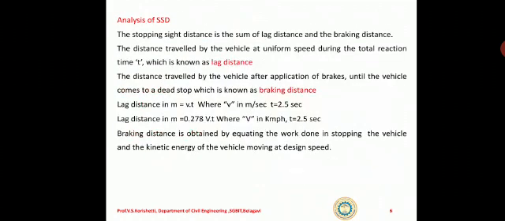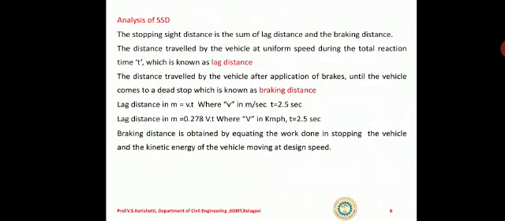Then the speed of the vehicle also increases along with the stopping distance. Efficiency of the brakes is said to be 100% if the wheels are fully locked, resulting in skidding, which is undesirable. So to avoid skidding, braking force shall not exceed the frictional force between road and tire.